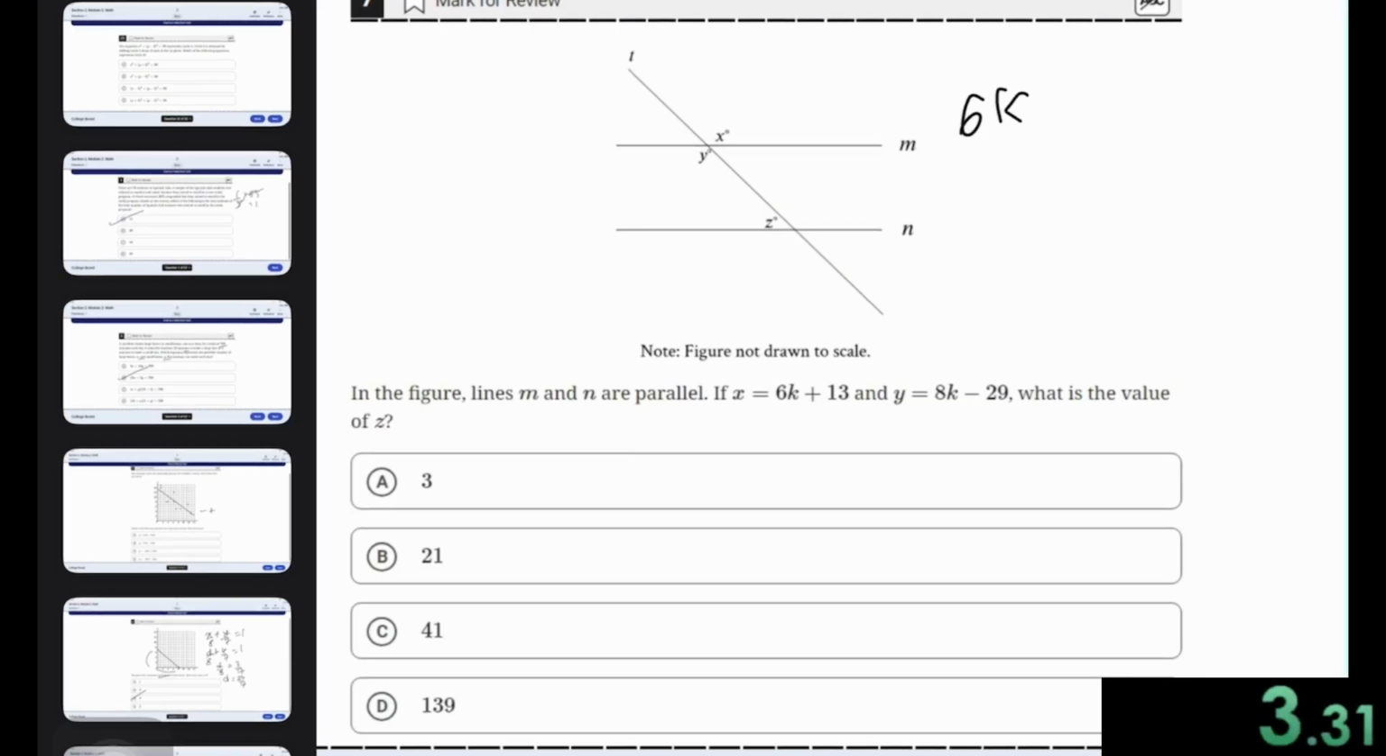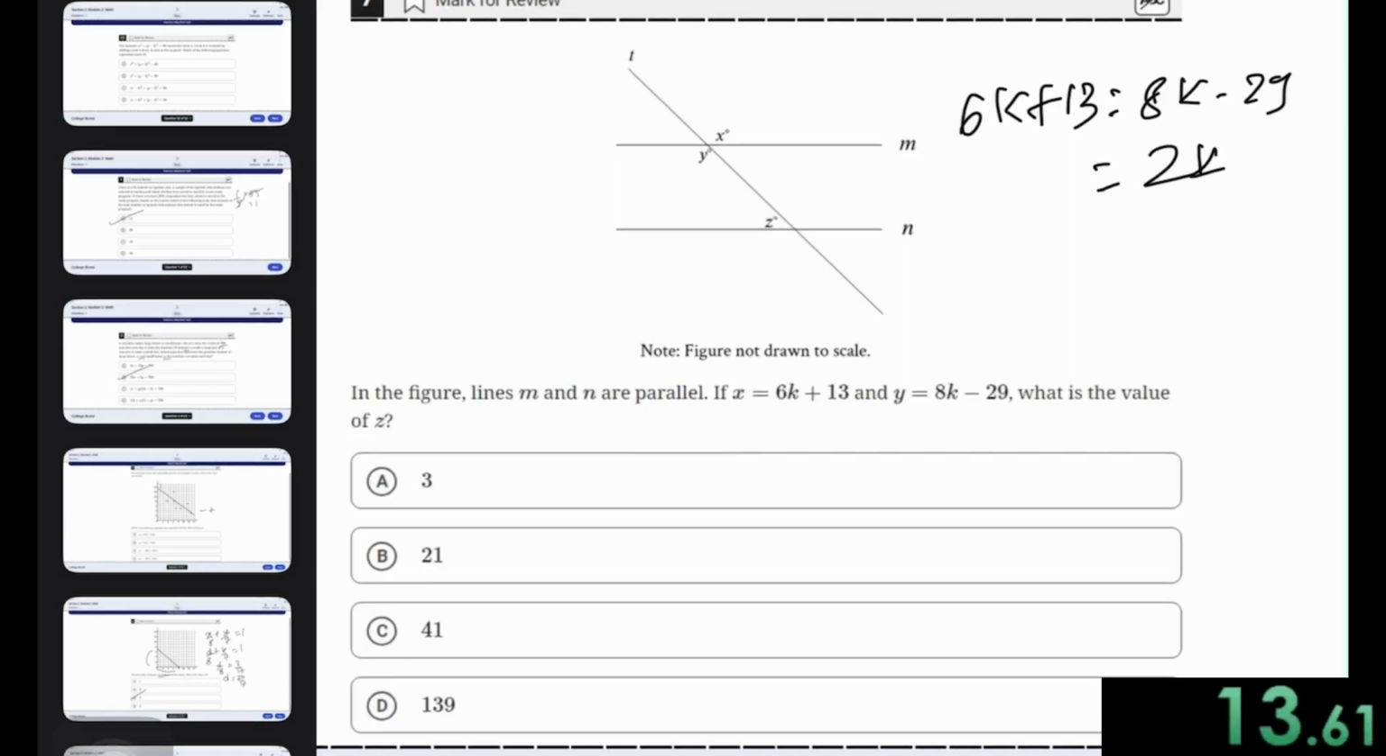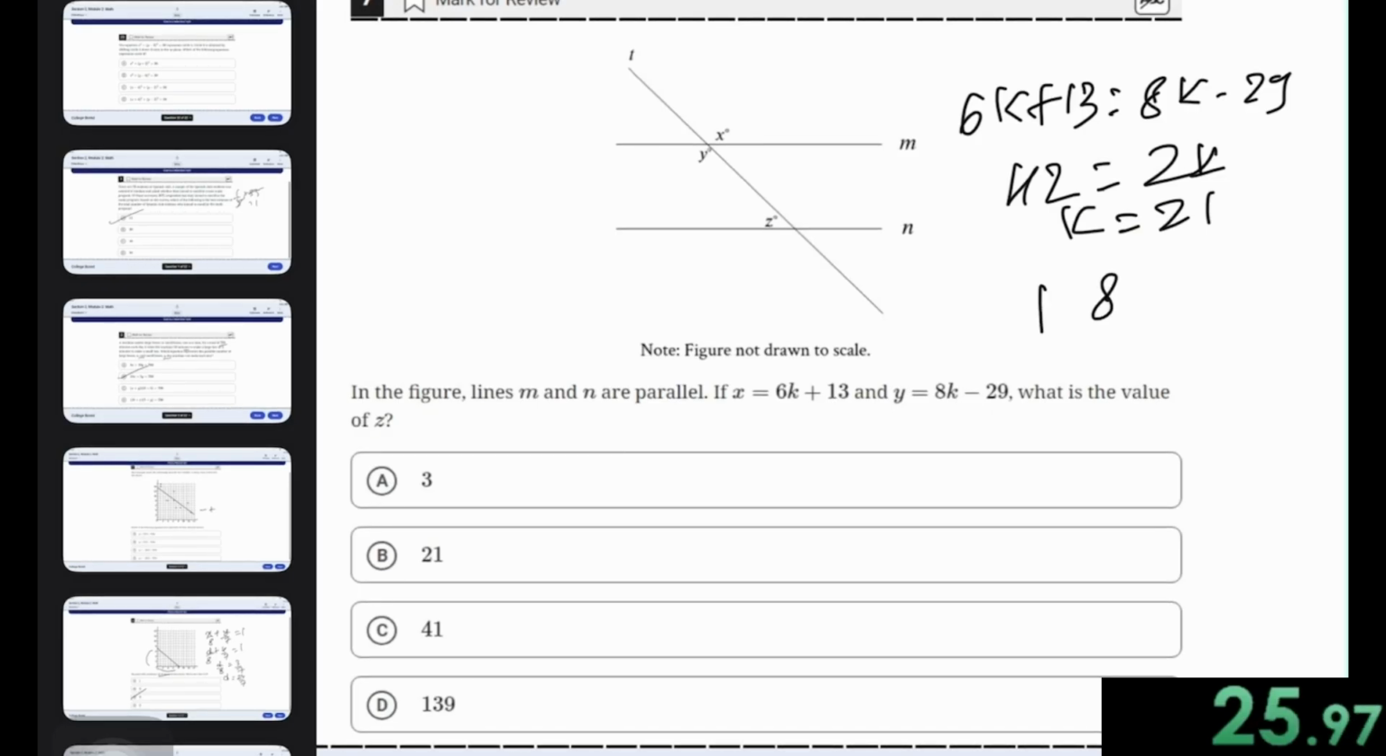So x is equal to 6k plus 13, y is equal to 8k minus 29. So 6k plus 13 is equal to 8k minus 29, because these are like vertically opposite angles, so they are equal. This will be like 2k is equal to 29 plus 13, 30 plus 12, it will give us 42. K is equal to 21, and y will give us then 8 ones are 8, 8 2s are 16, 8 minus 29.